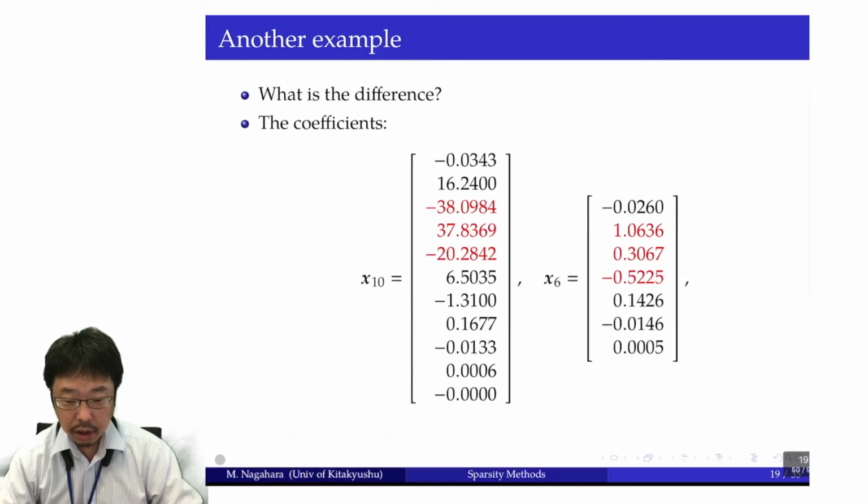Let us look at the coefficients of the polynomials. The red colored values are the 3 largest elements in the absolute values. From this, we can say that x10 is bigger than x6.